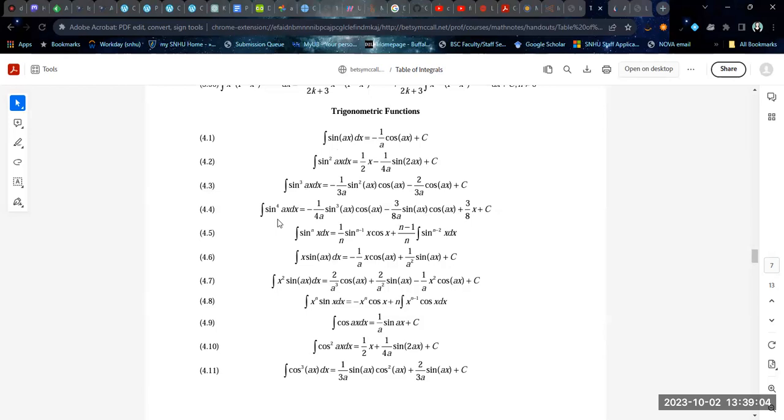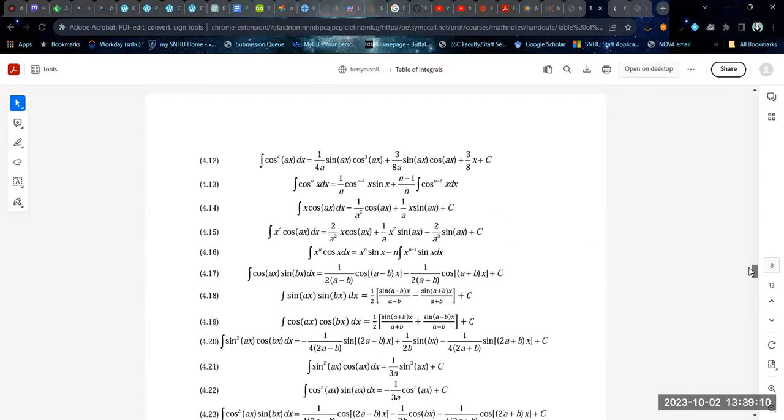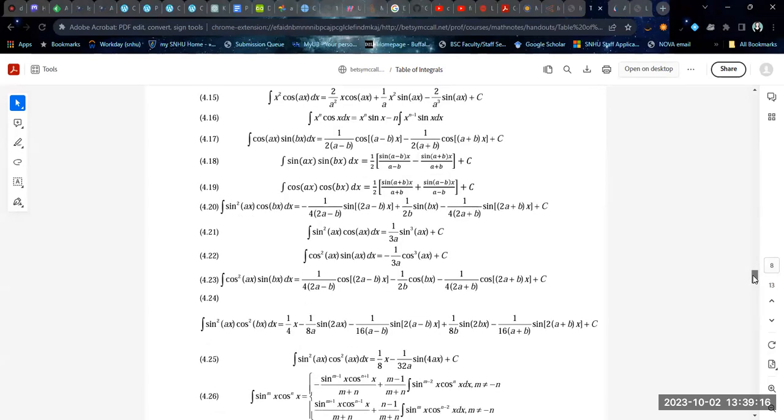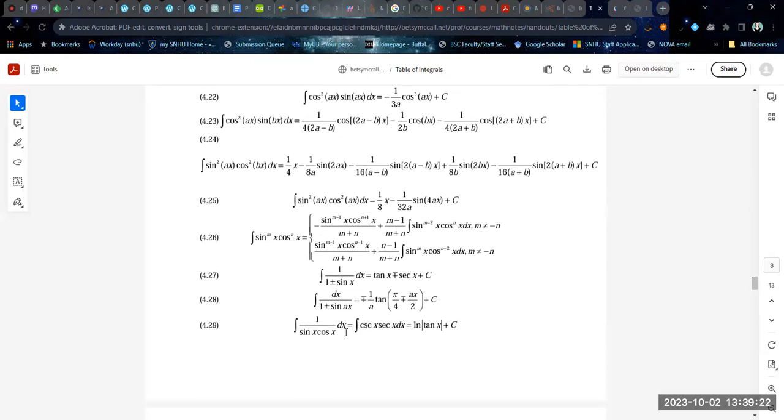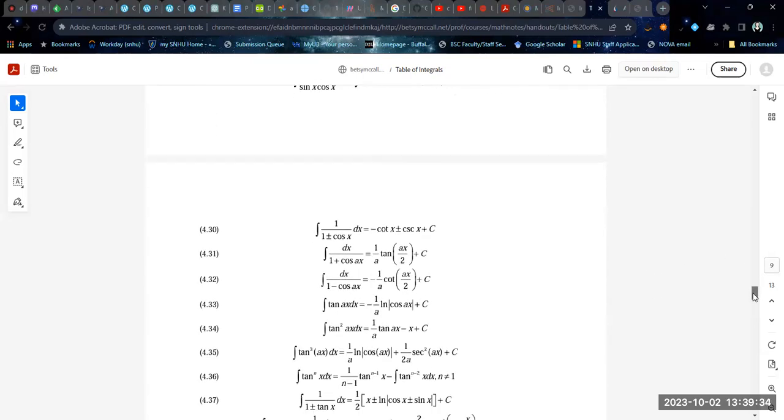So here's our powers of sines and powers of cosines and products of sines and cosines. And here are some rational type expressions that involve sines and cosines in the denominator. None of these look quite like what we have. And now we're down to tangents. So none of the examples in our table appear to look like the function that we have. So let's go back to our problem.